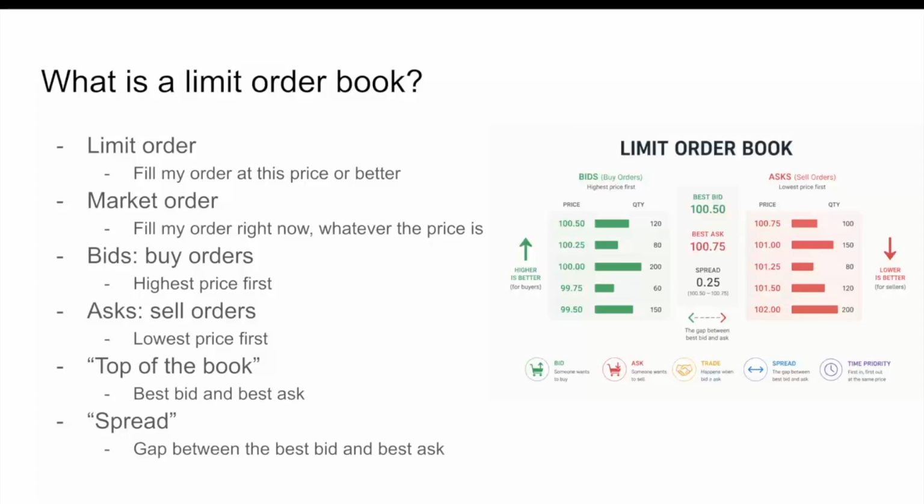All right, so bids are just buy orders, and we are going to represent these with the highest price first at the top, and asks are sell orders with the lowest price first at the top. That's the least any seller is currently willing to accept. The best bid and the best ask are called the top of the book, and the gap between them is called the spread. All right, so let's walk through this with an example.